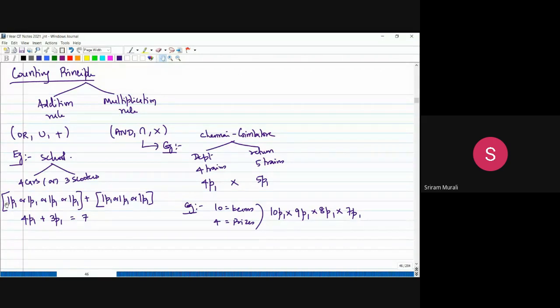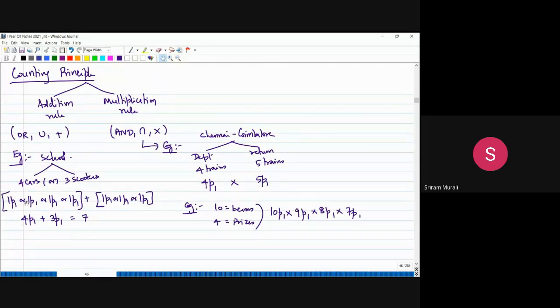You can take one car, person is one, or you can take a second car, again the person is one, or a third car, the person is one, or a fourth car. So like that, either this or this or this, it can be done in 4P1 ways. If you take three scooters, you cannot travel in all the three scooters together. It can be the first or second or third. That is why it is 1P1 or 1P1 or 1P1.